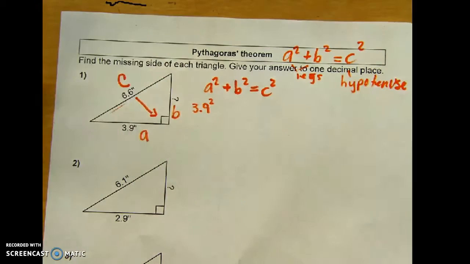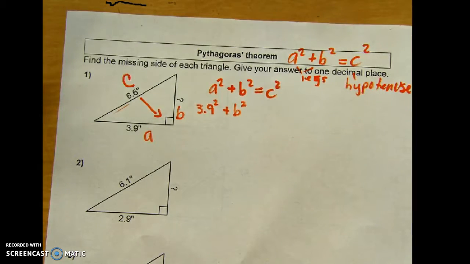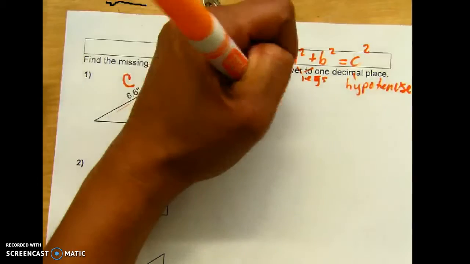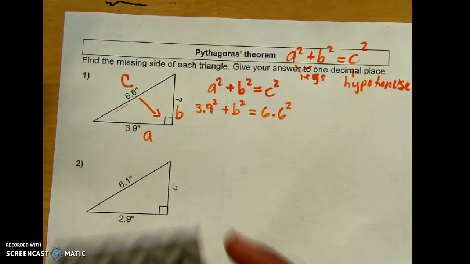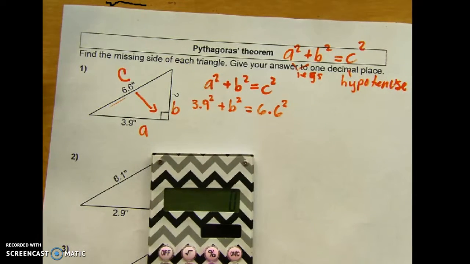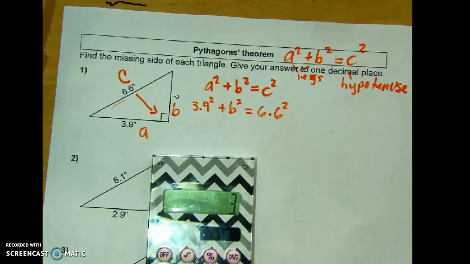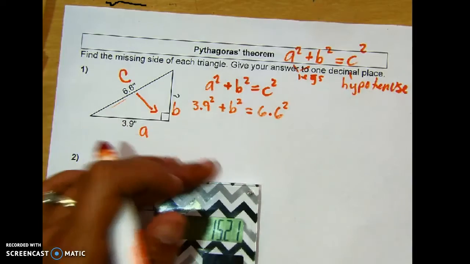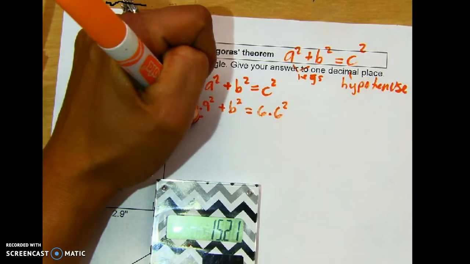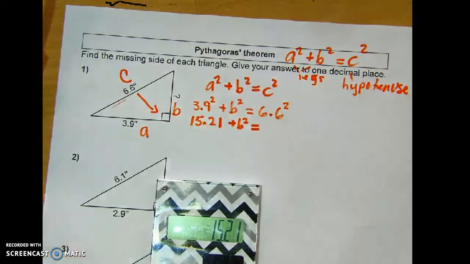3.9 squared will represent my a. We don't know what b is, so we're going to put it there. And our c is represented as 6.6, and we're squaring that within the formula. So if we take our calculator and we square 3.9 times 3.9, we're going to get 15.21 plus b squared equals our c squared.